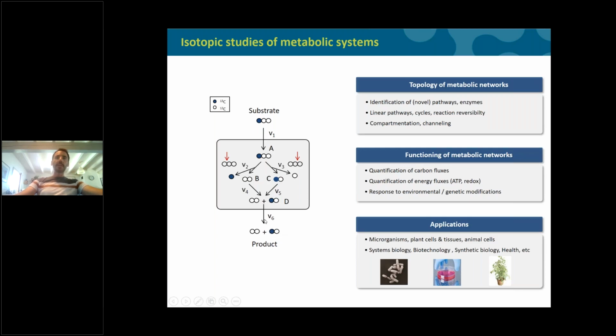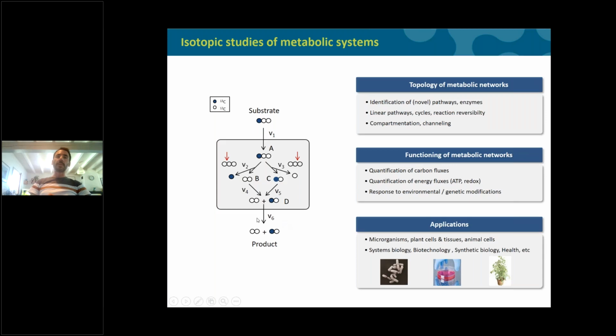So by quantifying the labeling in the product or in intermediates, we can identify the topology of active metabolic networks. That is, if we detect labeling, we will know that this pathway is active. If we do not detect labeling, that means that this pathway is not active. And we can access not only the topology of metabolic networks, but also their functioning, that is the fluxes, and we can get some information about the in vivo fluxes. For instance, if we measured 20% of product which contains labeling, that means that this pathway contributes to 20% of the biosynthesis of our product.